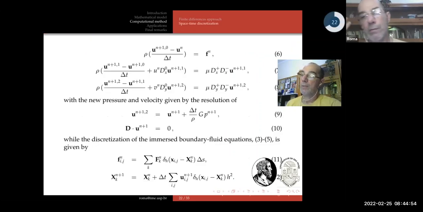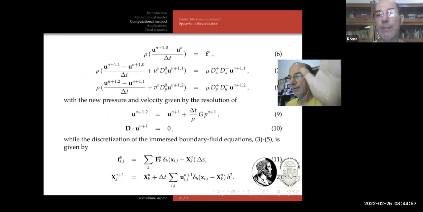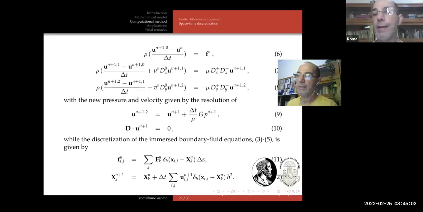Just so you can look at it, how ugly or how long this is. This is the discrete set of equations. My mathematical model here is translated into a set of algebraic equations that you have to solve simultaneously for every point in the domain, the grid or Eulerian grid domain, and for every point of the immersed elastic fiber.